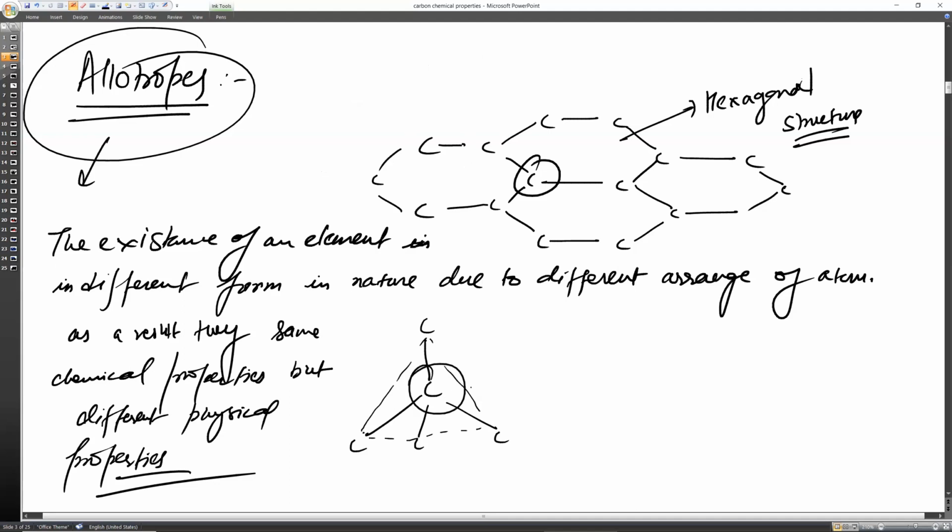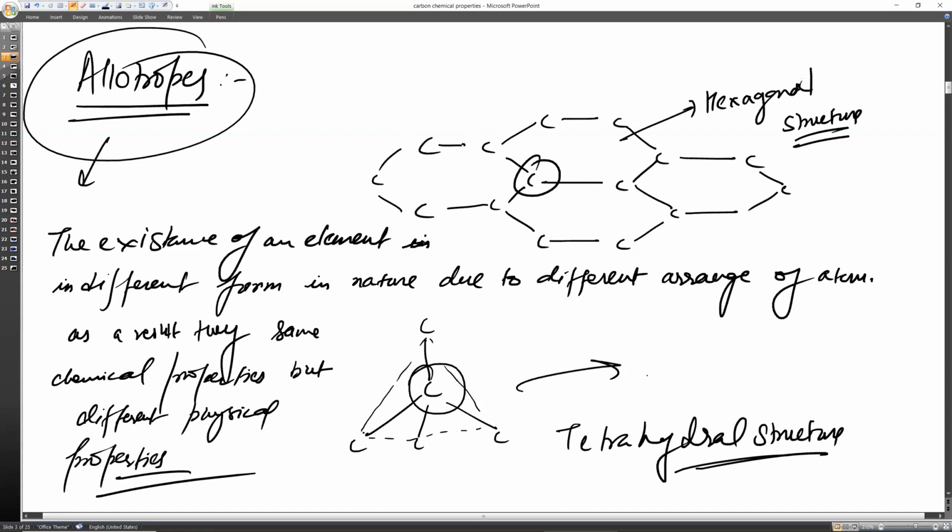Here it is bonded with four carbon atoms. Each carbon can be further bonded this way. So it is a tetrahedral structure, this is diamond.